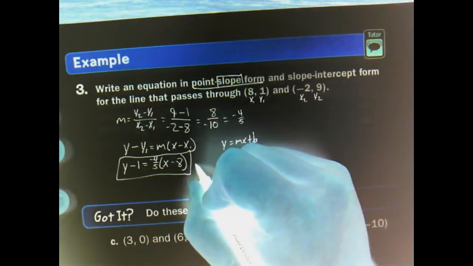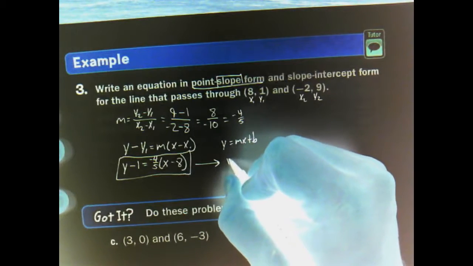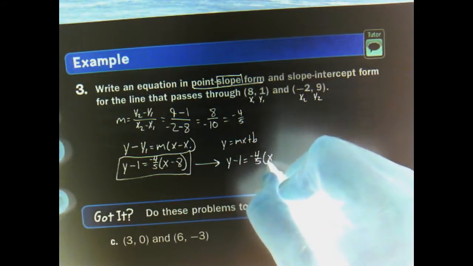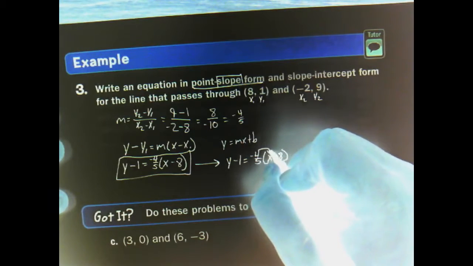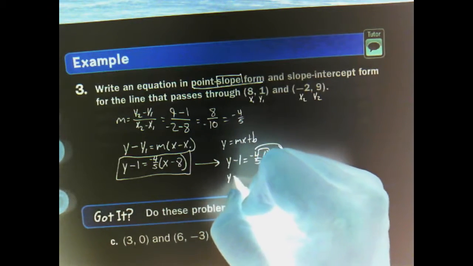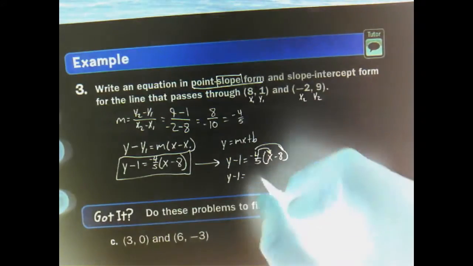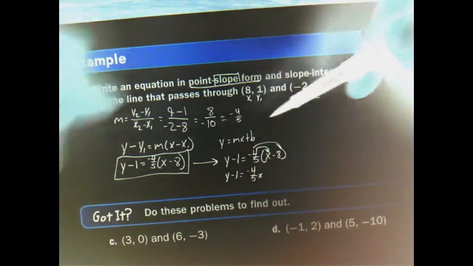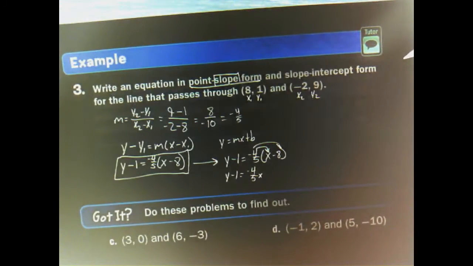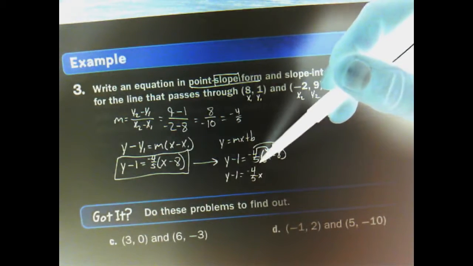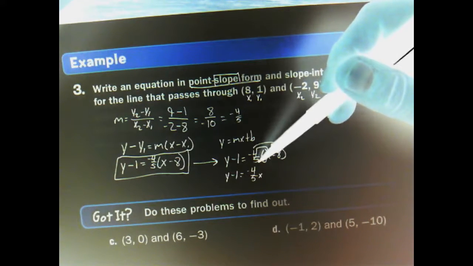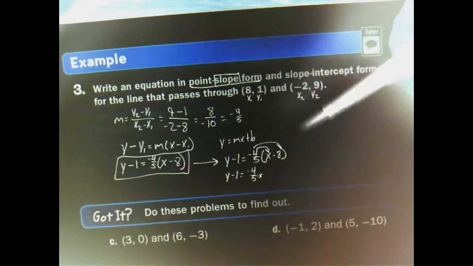Let me need a little more room here. y minus 1 is equal to negative 4/5 times x minus 8. If I distribute here, I get y minus 1 is equal to negative 4/5 x. Now if I take negative 4/5 times 8, I can't really reduce anything with the 5. A trick I like to do is just leave the denominator the same and just multiply the top.